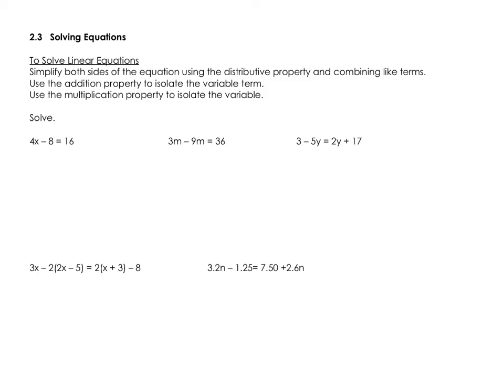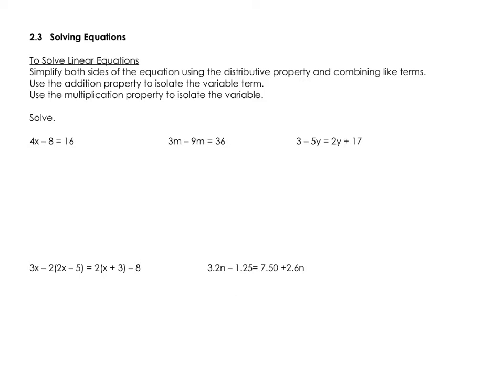Section 2.3, Solving Equations. To solve linear equations, you want to begin by simplifying both sides of the equation using the distributive property and combining like terms. Use the addition property to isolate the variable term. After you use the addition property, then use the multiplication property to isolate the variable. First do addition, then do multiplication.